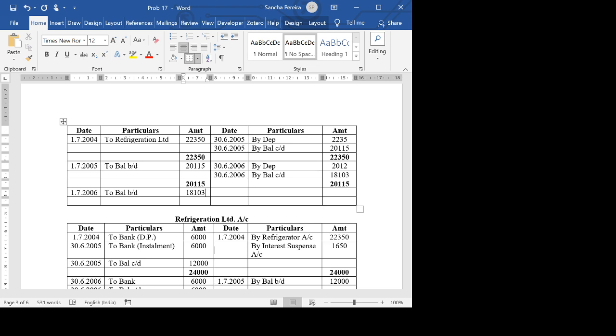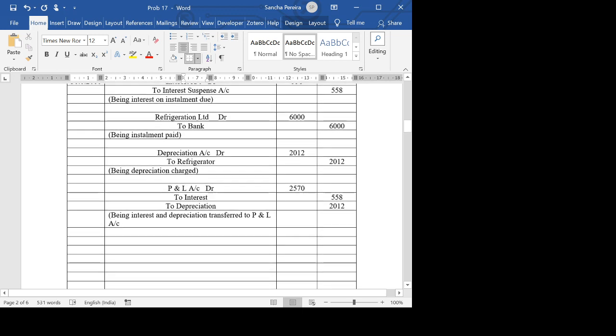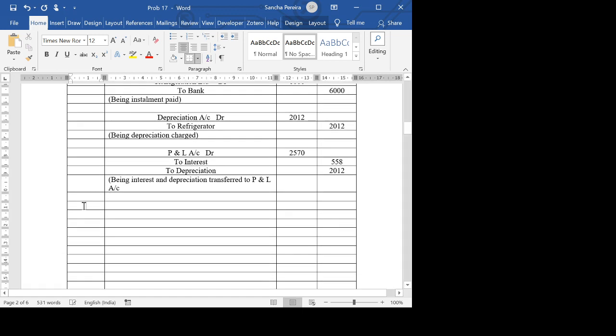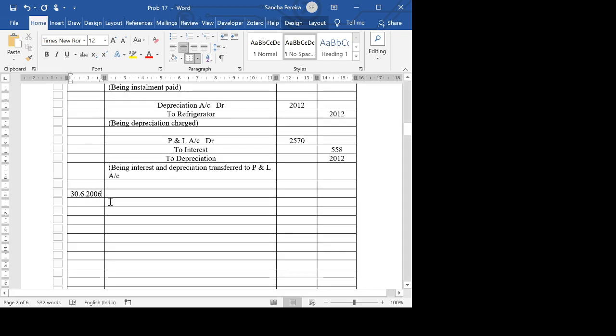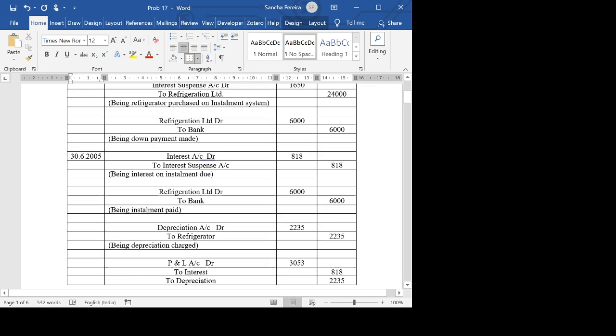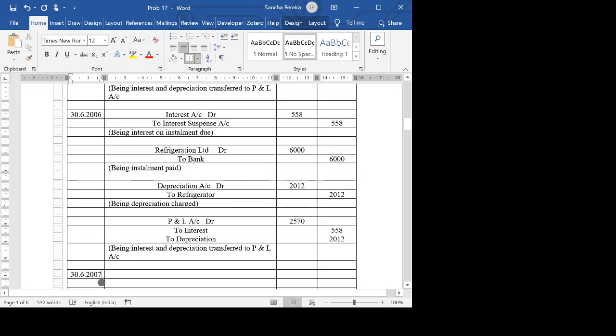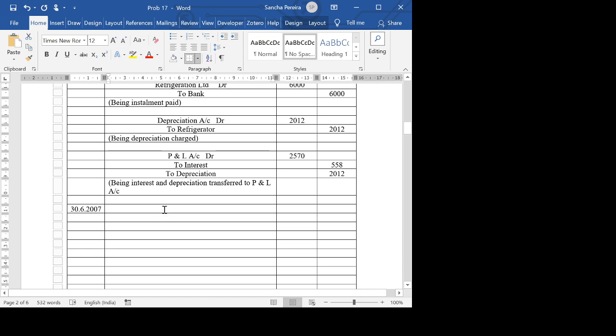Okay, so the same thing we follow again. So we move to the last year now. The last sequence starts on 30th June 2006. Previous one was 30th June 2007. Yeah, 30th June 2007. Okay, I'll just copy the entry. So the first entry is interest account debit to interest suspense account. Instead of the hire vendor, we say interest suspense account.